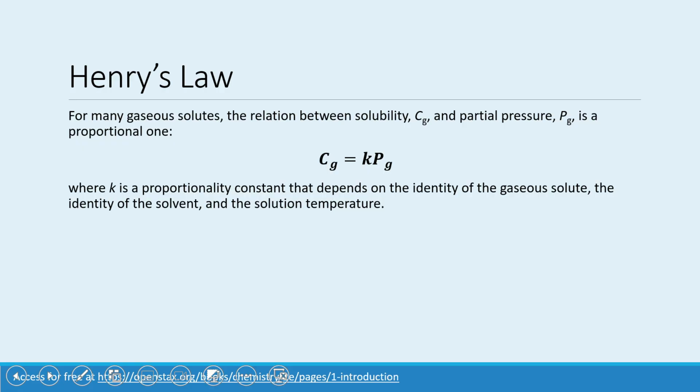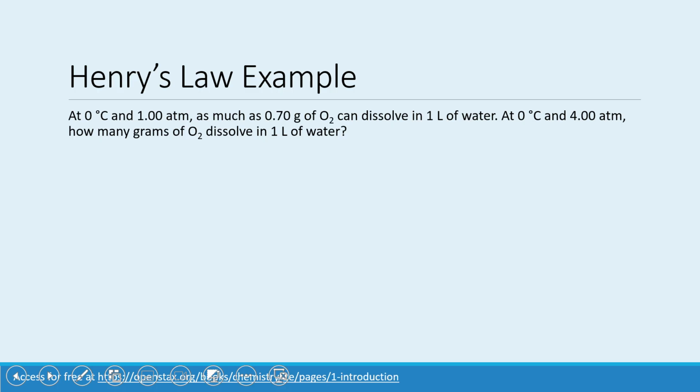So Henry's law helps us describe the solubility of a gas in terms of the partial pressure of that gas. And the equation is going to be the solubility, which is represented as a capital C, equals K times the partial pressure P. And K is a proportionality constant. This is going to change depending on the gas solute, what it is dissolved in, so the solvent, and the temperature. So we're going to do a couple quick examples with Henry's law.